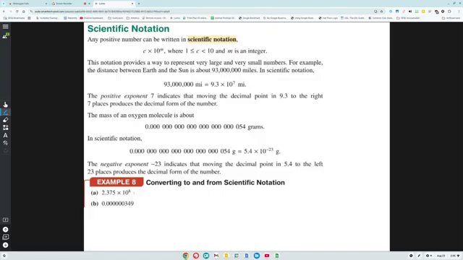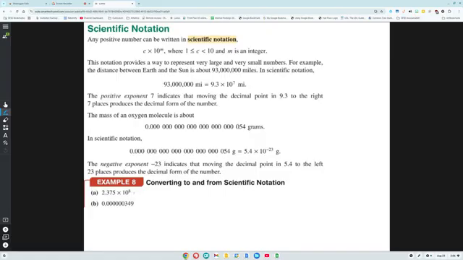The positive exponent of 7 indicates that moving the decimal place in 9.3 to the right 7 places produces the decimal form of the number. The mass of an oxygen molecule is about 0.000000000000000000000000000000054 grams. In scientific notation, instead of writing all those zeros, we could write that as 5.4 times 10 to the negative 23. The exponent of negative 23 indicates that we would have to move the decimal point in 5.4 to the left 23 places to get this thing in decimal form.